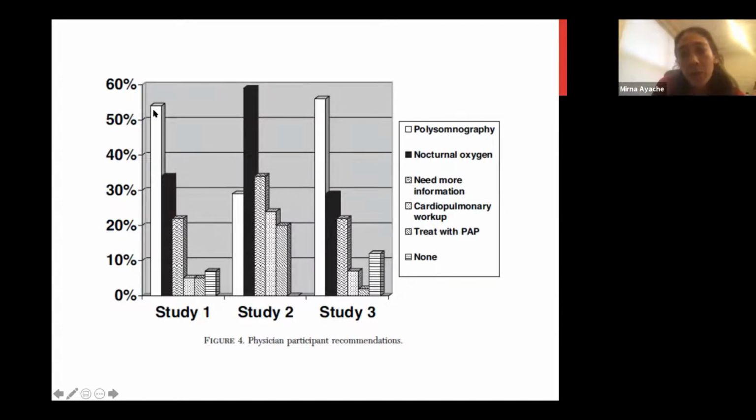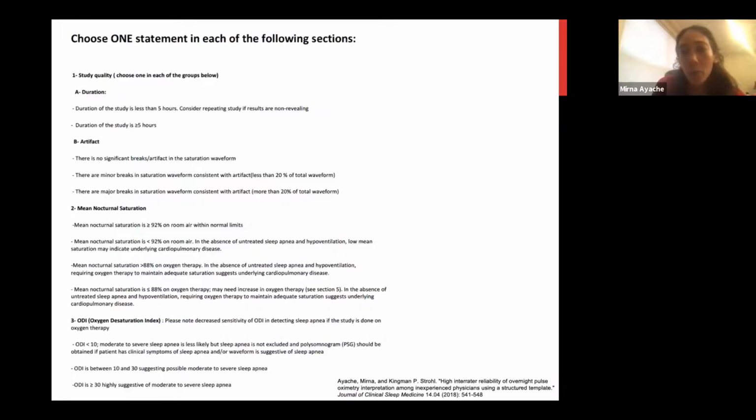They had 50%, for example, on the study recommending PSG, and 30% recommending oxygen. So they had a huge variation in recommendation and how they interpreted it. That is not a surprise, given that there's really no guidelines on how to interpret it. So we wanted to get a template for pulmonary physicians or sleep physicians who are learning how to interpret it, to use as a guideline. And this is the template that we used in a study.